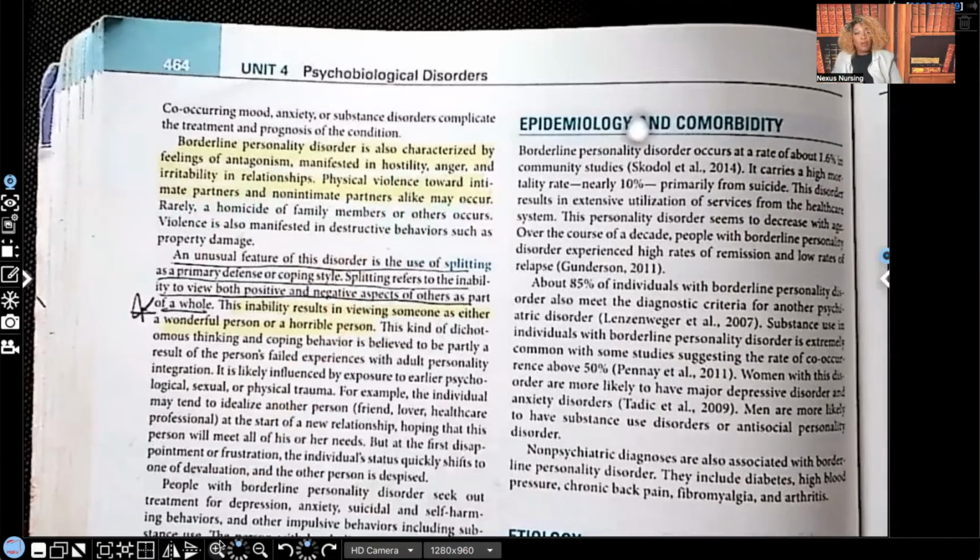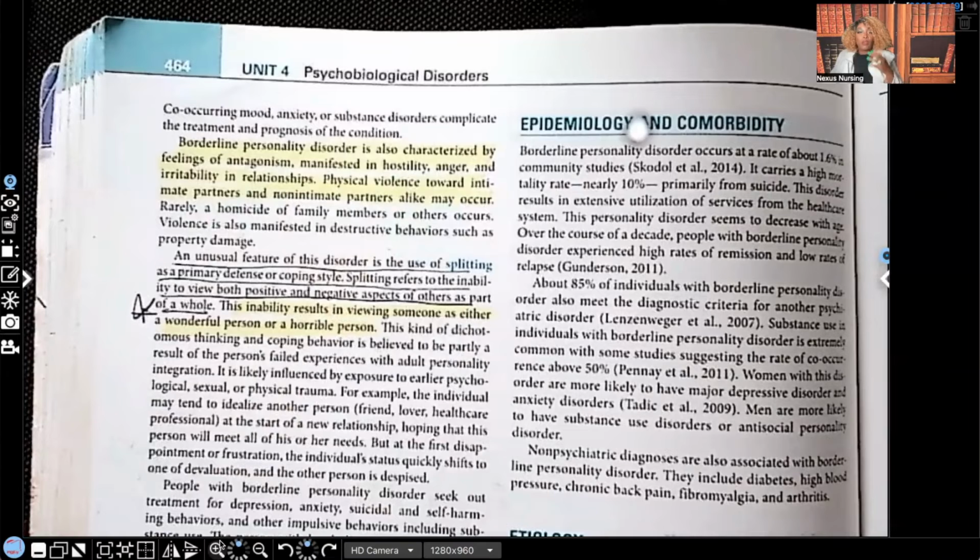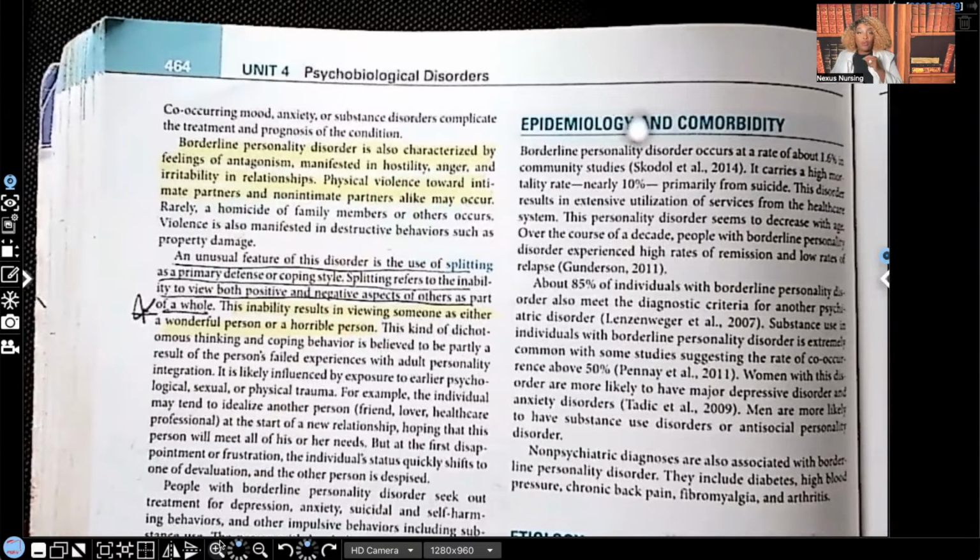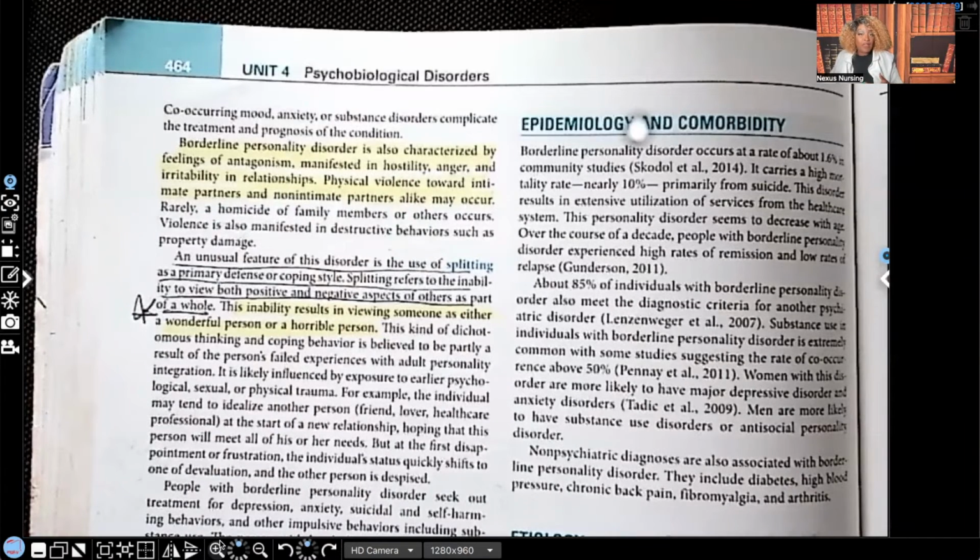Why? Because they're very impulsive. They don't think about their consequences. So as soon as they're thwarted, as soon as someone says something to them that they don't like, they don't think about the consequences. They just lash out. And very often they lash out physically.